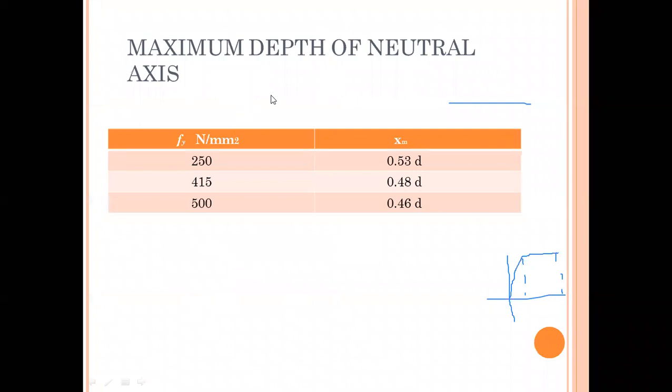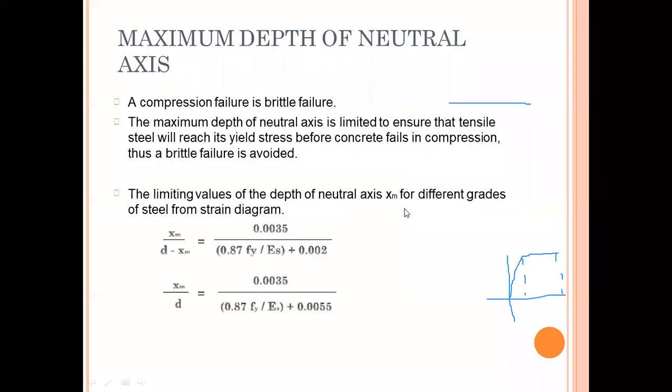So ultimately what you have to remember is the maximum depth of the neutral axis for different grades of steel: for Fe250, for Fe415 and Fe500. For Fe250 it is 0.53D, for Fe415 it is 0.48D, and for Fe500 it is 0.46D. So this is how you got the limiting value of the depth of the neutral axis.